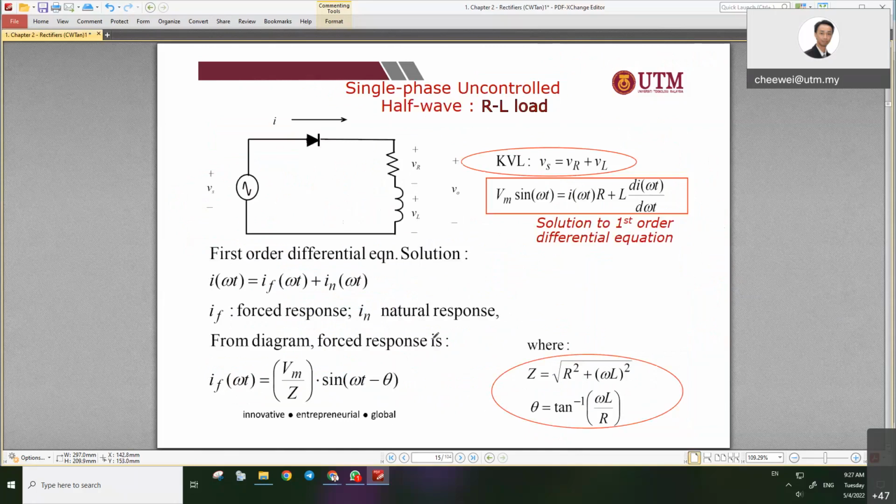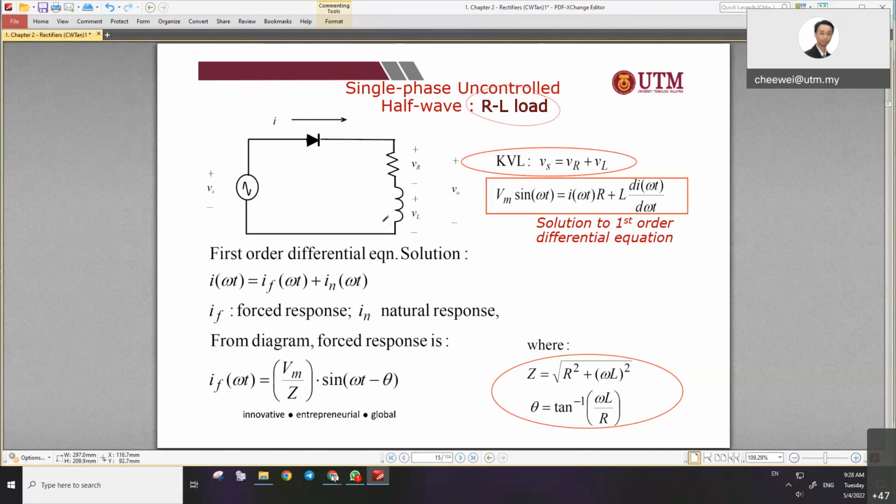We have to go a bit faster now. Ready? We were driving the bicycle just now. Now we're going to take a train. Single phase uncontrolled half wave using RL load. Just now we only had the R. Now you have a new friend coming in, which is the inductor.